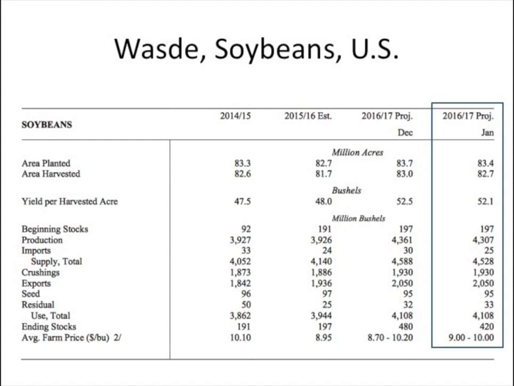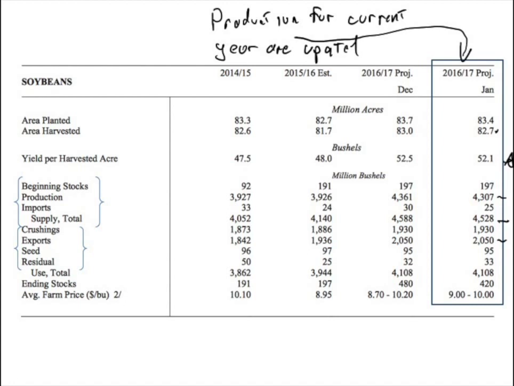These projections are for the 2016 and 17 production year. That production year began on September 1st, 2016, and will end on August 31st, 2017. At this point in time, we have a fairly good feel of acres harvested and yield per acre. So what's going to be changing on that WASDE report are estimates of consumption and exports.